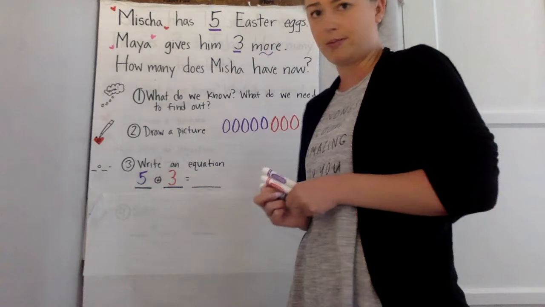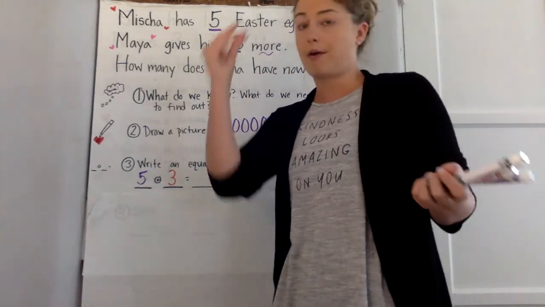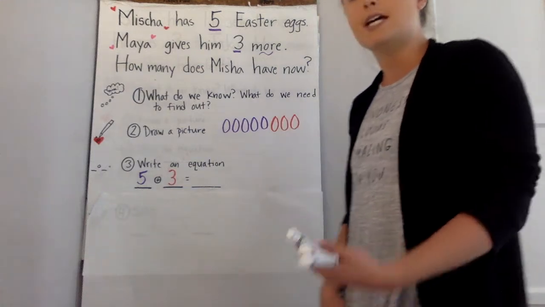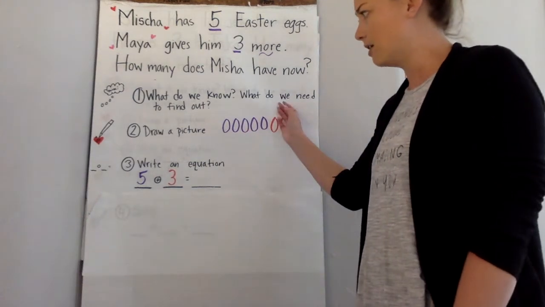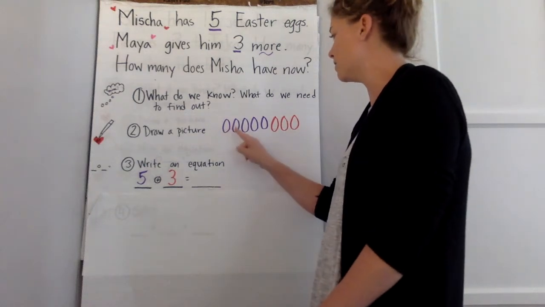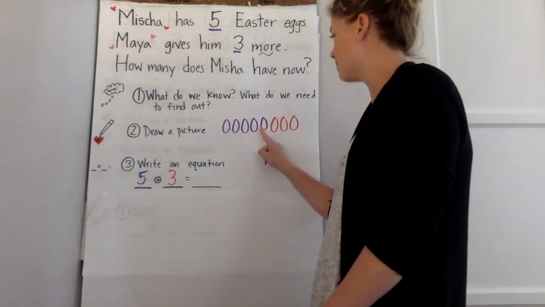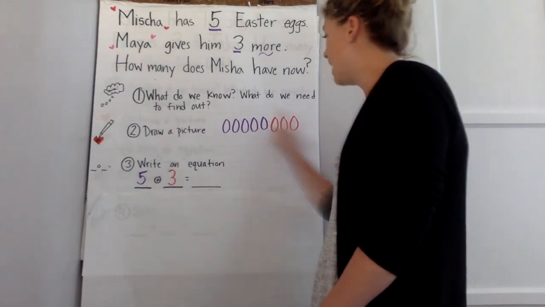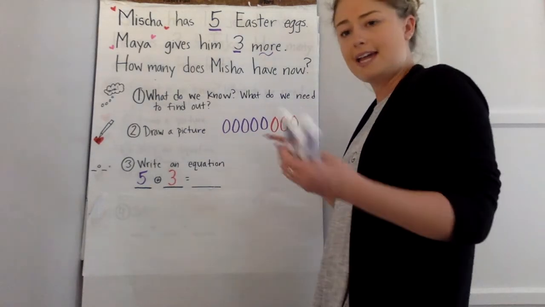Now, there's a couple ways that we can do this, friends. Some of you know it right off the top of your head. Remember what that's called? Mental math, and that's totally fine. Some friends might need to look back at the picture, and that's okay too. So let's model that for right now. We have our 5, 1, 2, 3, 4, 5, and we're going to count 5 with our 3. 1, 2, 3, 4, 5, 6, 7, 8. How many all together? 8.